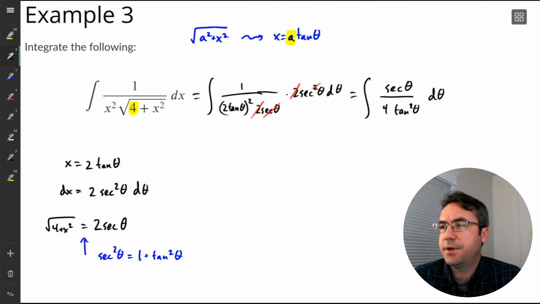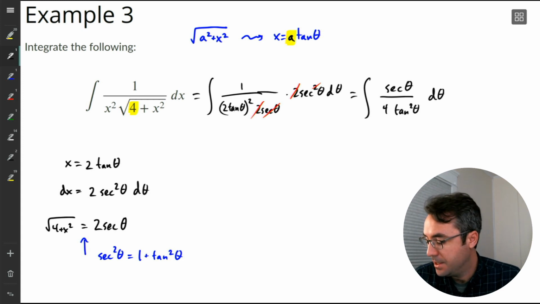All right, so there we go. We've essentially done this trig substitution. We've taken this integral where we had a square root, and we've converted it into a nice trig integral where it's just powers of secant and tan. So now we need to decide how we're going to integrate this.